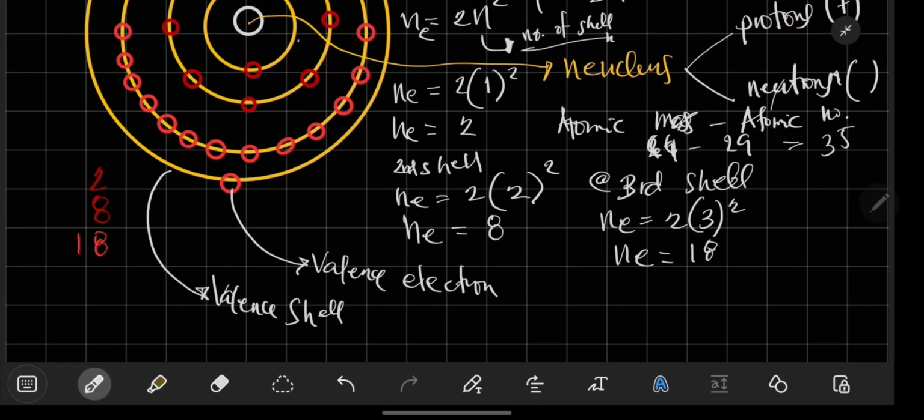Okay? So, ang conductor kasi has only one valence electron. The conductor has only one valence electron. The insulator has 8 valence electrons. And the semiconductor has 4 valence electrons in their atom or atomic structure.